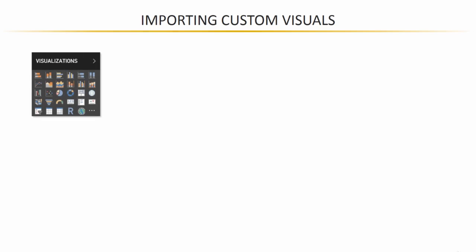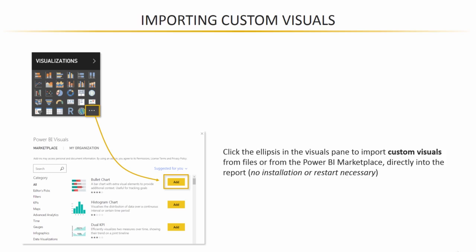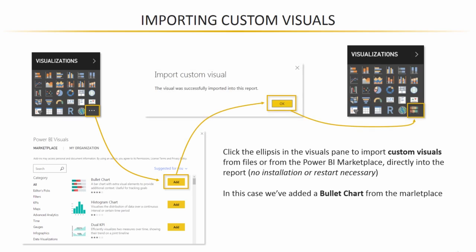You'll see these three little dots, this ellipsis, in the lower right corner. This allows you to import custom visuals either from files or from the Power BI Marketplace directly into your report. So you can search different topics or categories, look at suggested visuals, and once you pick one that you like, press add, click OK, and boom, it's accessible right there. You don't even need to restart Power BI. You can start working with it immediately.